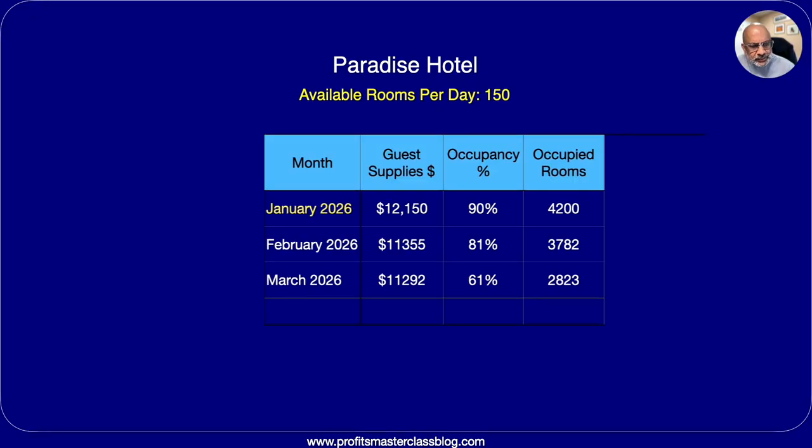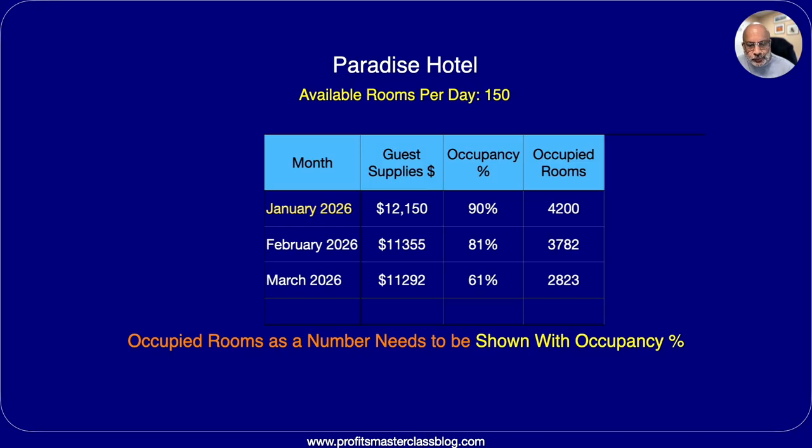Marcus needs to state the occupancy percentage as a number. He finds out that occupied rooms in January, February, and March 2026 at different occupancy levels are as highlighted in the slide. How does this help him? Well, he can now calculate cost per occupied room for his guest supplies. Does that reveal anything? Let's wait and find out.